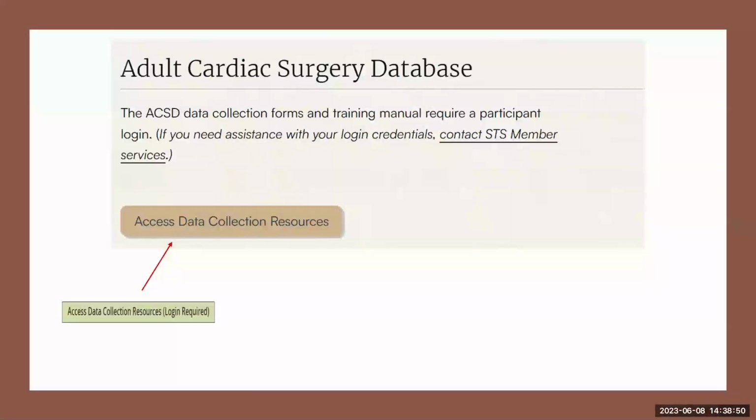Okay. All right. So now let's get into the meat of it. Where is the training manual? Again, we're under data manager resources. Scroll all the way, it's about halfway down. It's kind of a long scroll. And it says Adult Cardiac Surgery Database, and it says access the data collection resources. This is the one that takes you to the training and all of your other resources. It does require a login. So when you push on that, it's going to say login required.